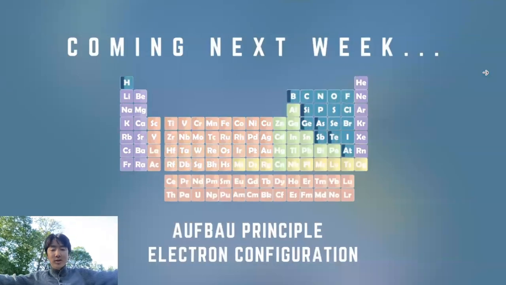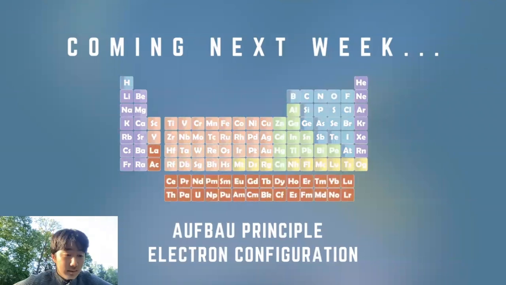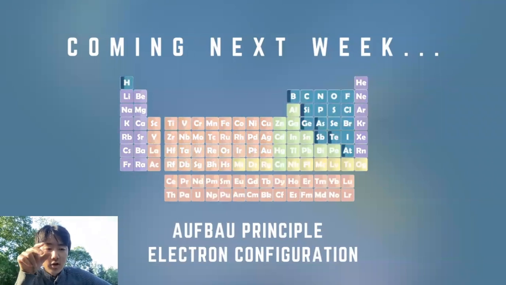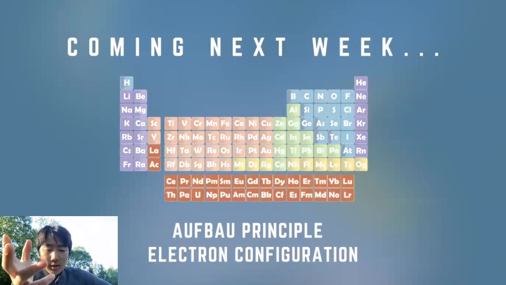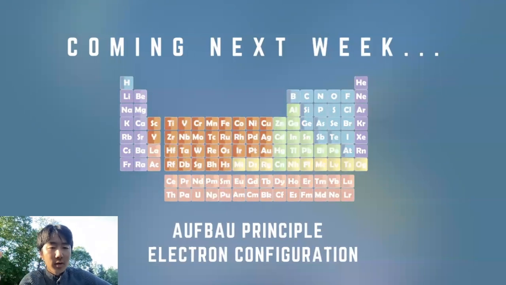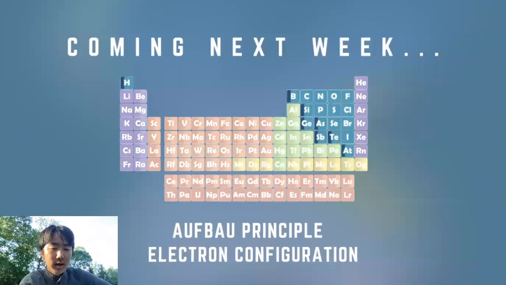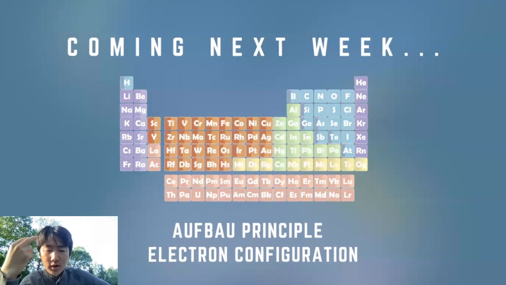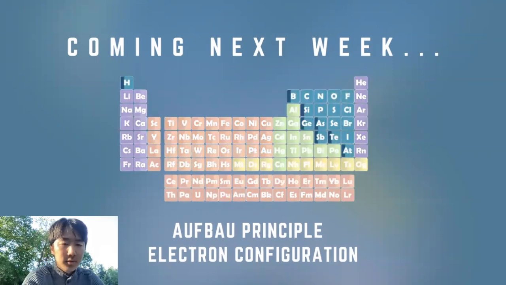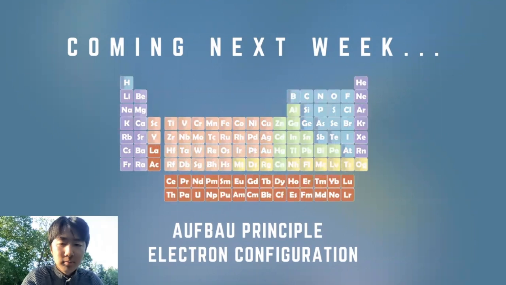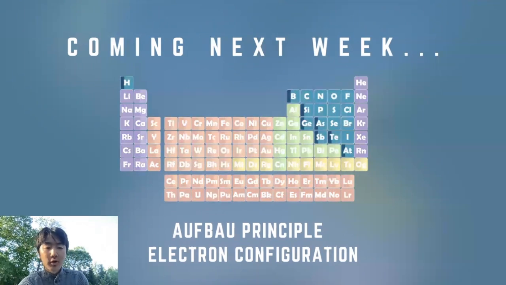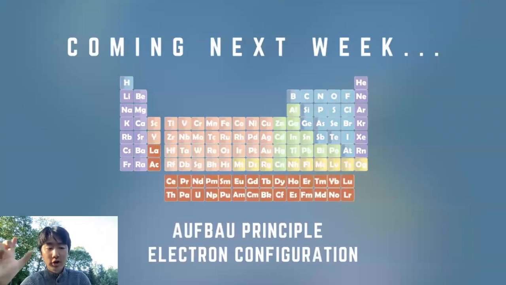Coming up next week, we're going to implement the quantum knowledge we learned in this video, the quantum numbers, quantum mechanics, and the wave particle duality, into the periodic table. We'll find how we use it to determine the electron configuration of elements such as sodium, magnesium, boron, carbon. We're also going to use the Aufbau principle to determine how to write electron configurations.